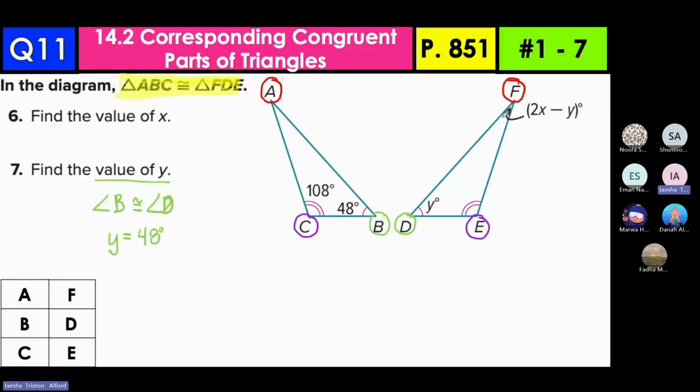So what happens now? I can come back to this one. I can delete this Y and I can put 2x subtract 48. And this y, I can delete this y and put what number? 48 degrees. Okay, well, how can we find x now?